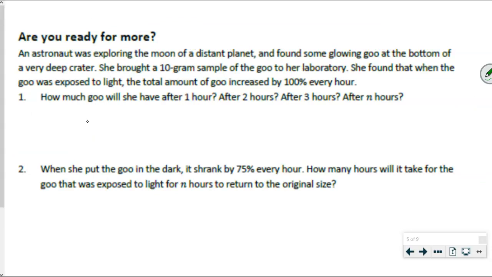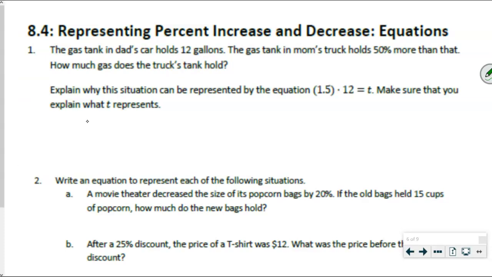For the sake of time, we're going to skip the Are You Ready for More? I do want us to take a look at this next problem. So 8.4, representing percent increase and decrease equations. Our last lesson was working towards those equations. Now we're officially here. The gas tank in Dad's car holds 12 gallons. The gas tank in Mom's truck holds 50% more than that.